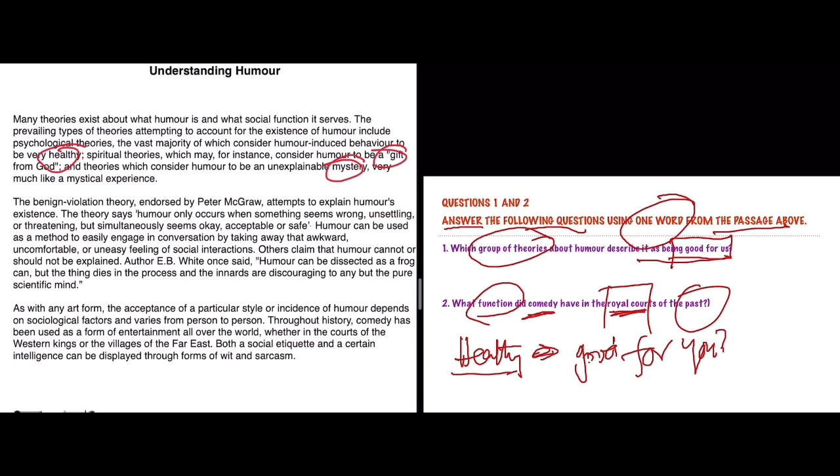Now, what group of theory is considered as being good for us? It's psychological theories. So, is the answer psychological theories? No, because it's just a word between psychology and theory. What would you go for? The answer is definitely psychology. And that is it. Really? Yes, that's all. That's all you need to write for a full mark. The word is from the passage and it's just a word.